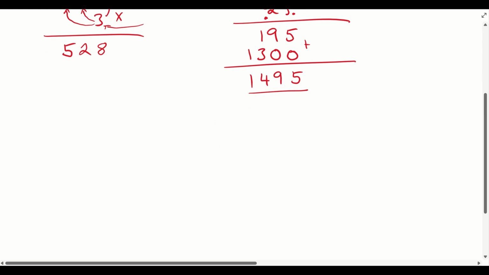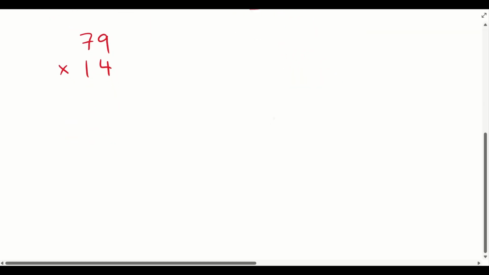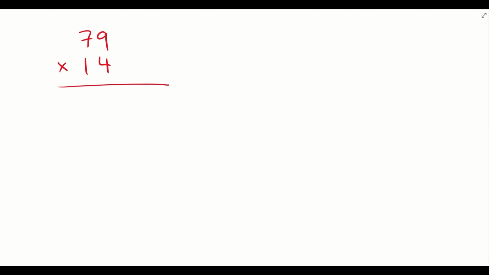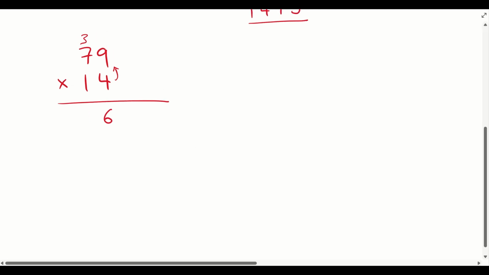Okay, let's do something like 79 times by 14. Okay, so similar idea. We're going to deal with the 4 first, and then we're going to deal with the 1. So let's start off with the 4. So we do 4 times 9 is 36. And then we do 4 times 7 gives us 28. But then we have to make sure we add on the 3 to give us 31. And then we've finished with the 4.